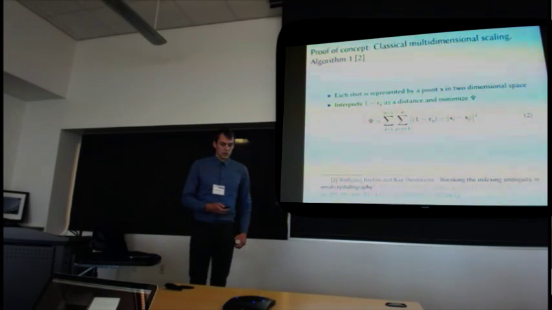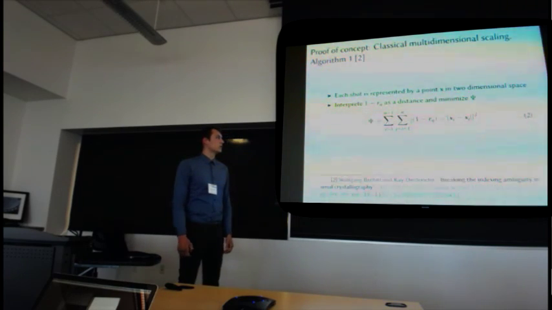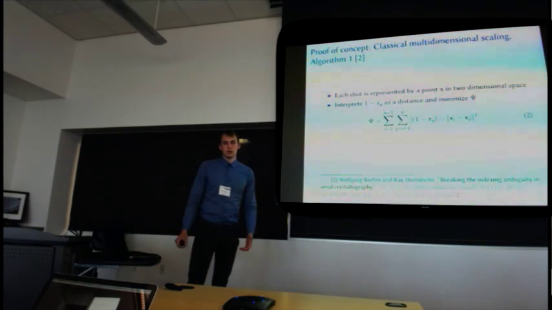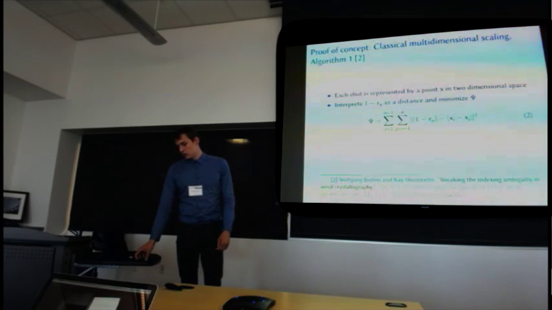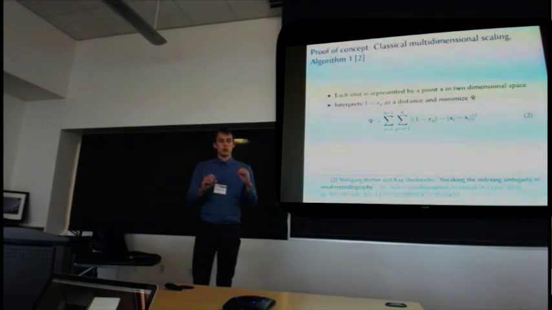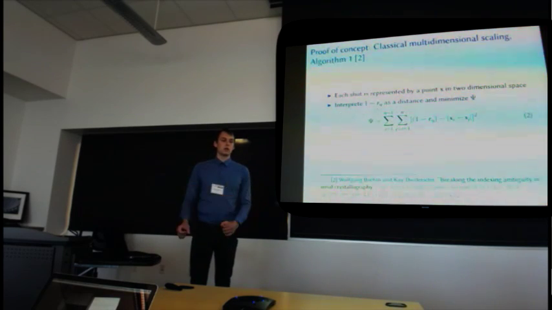The first step that we took to solve this problem was using a classical multidimensional scaling algorithm and interpreting 1 minus the correlation coefficient as a distance. So we wanted to find a position in a space of all the spots, for which the distance between the shots agrees most with 1 minus the correlation coefficient.